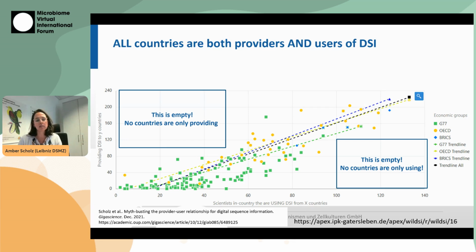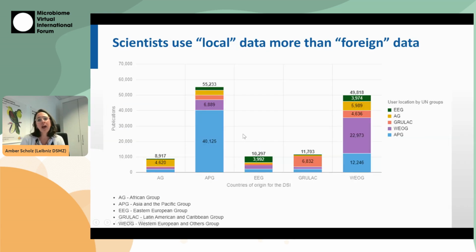And in fact, the way that open data is used shows us that there are no only provider and no only user countries. In fact, we're all providers and we're all users. And when we dug into the data a little bit more, we also see that scientists tend to use their local data more than foreign data.